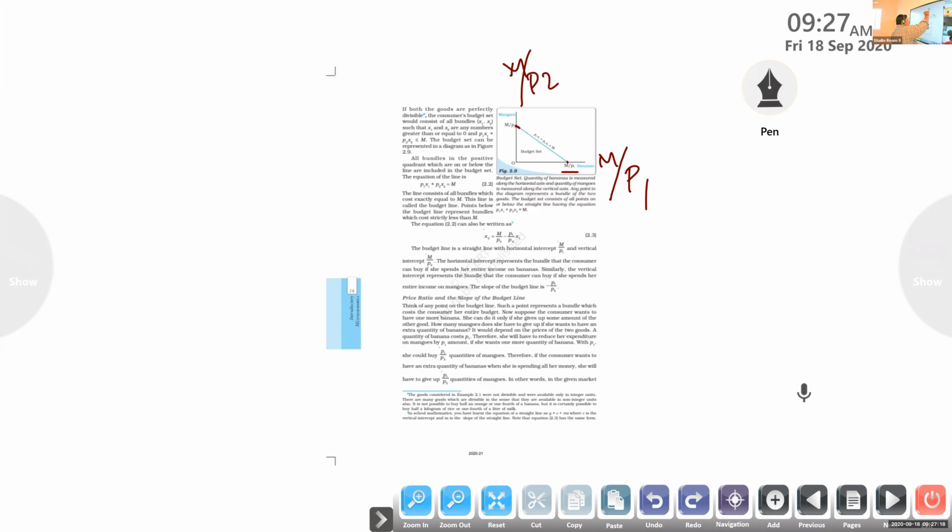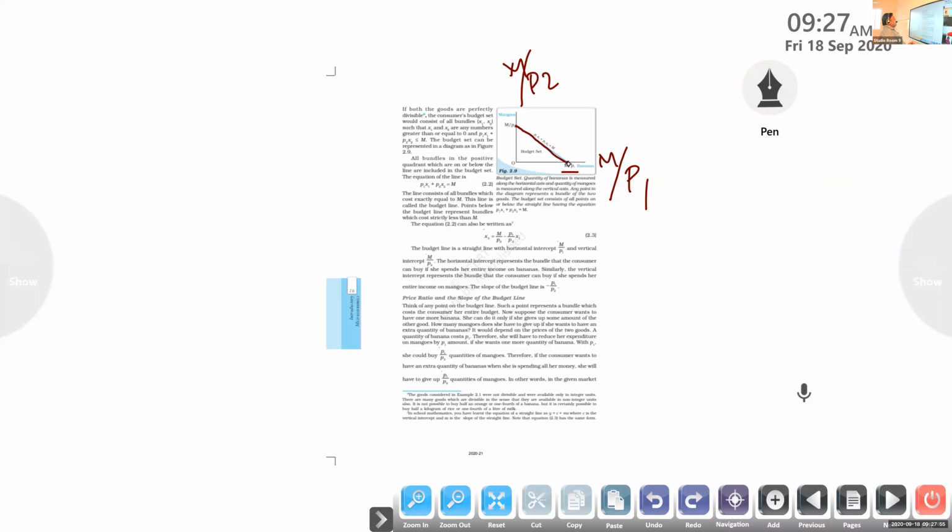So this line is basically called the budget line. The consumer cannot purchase anything more than this budget line. Always the purchase of the consumer is below the budget line. If the price is constant, the consumer can always purchase a bundle below the budget line. There is no chance to move beyond the budget line, because income is always less than that.